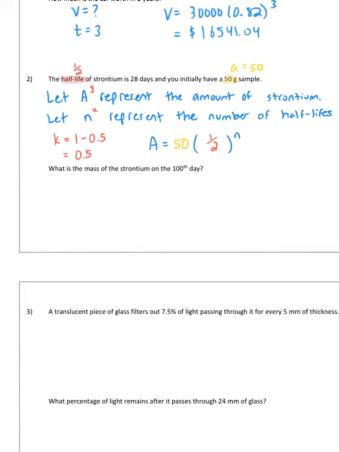So now let's use this equation. What is the mass on the 100th day? So we want to find the amount, and we have to substitute a value for n. So we have to figure out how many half-lives are going to occur in 100 days. So it takes 28 days to get to one half-life.